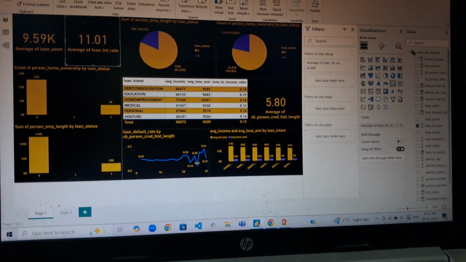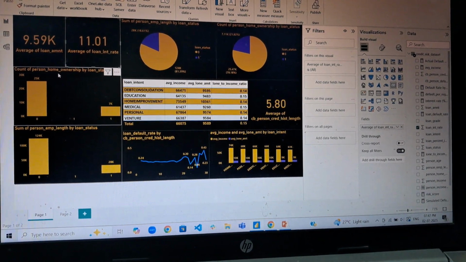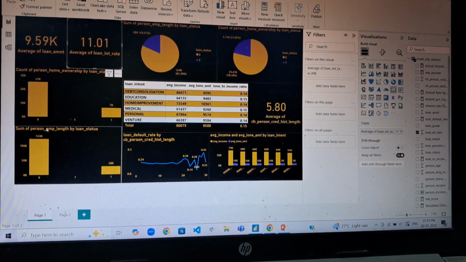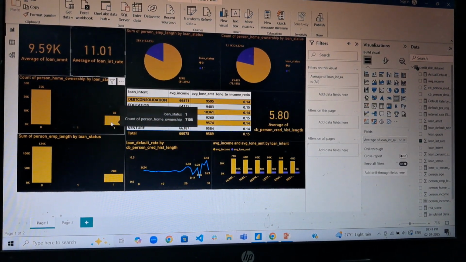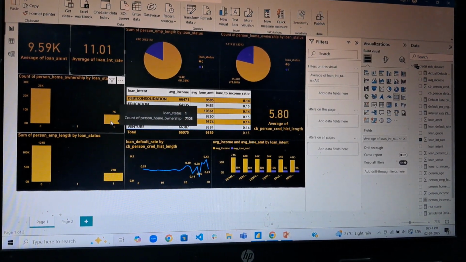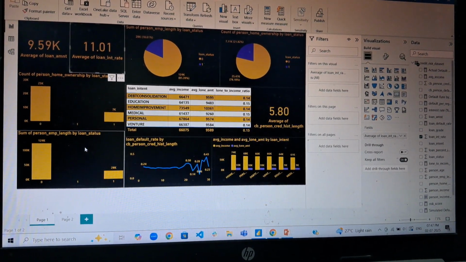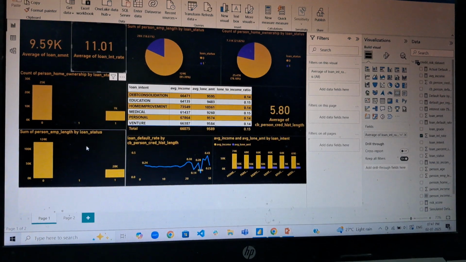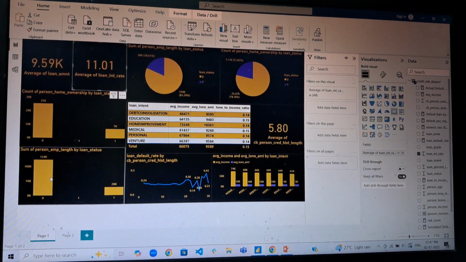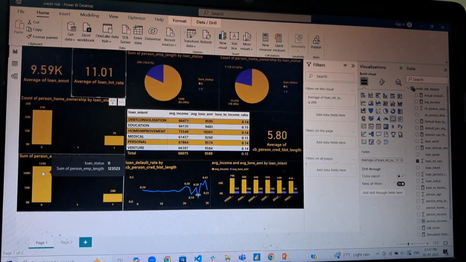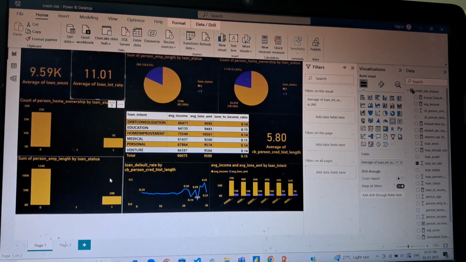These are the column chart and bar graph we have used for count of person home ownership by loan status. In the zero state it is 25k, and the one state, the default, is 7k. And this is the bar graph we have plotted for sum of person employment length by loan status. For this also, at loan status zero it is 124k, and at loan status 1 it is 28k.